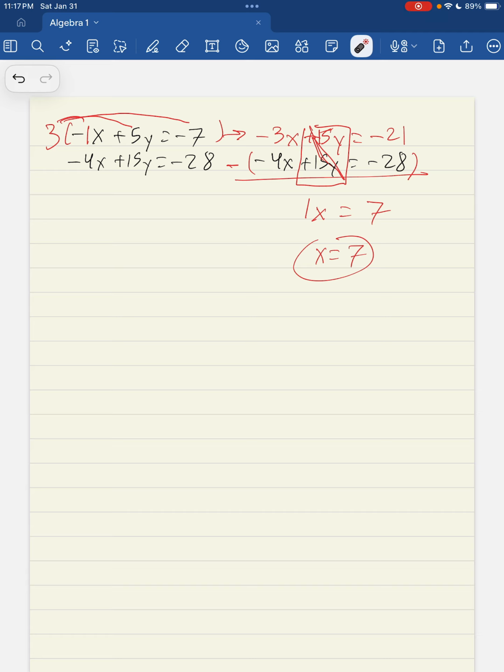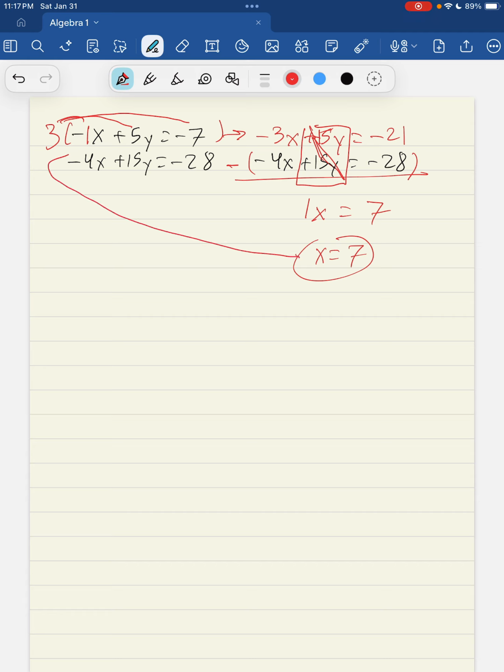I'm going to take this x and put it into the easiest equation. Easiest for me looks like the top equation. So I'm going to take this 7, substitute it in for x right there. Negative x is -7, plus 5y equals -7. And here we want to get that plus 5y by itself. Add 7 both sides.